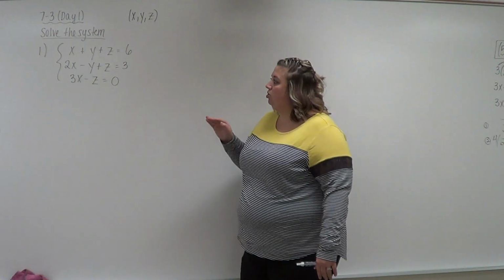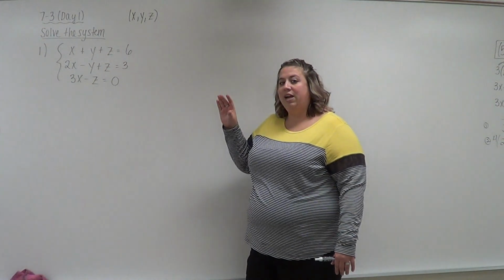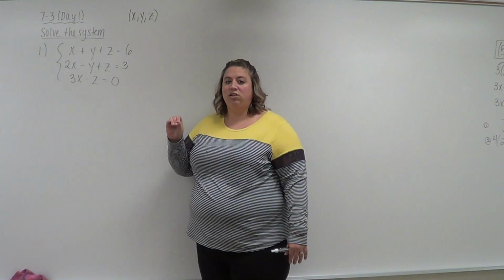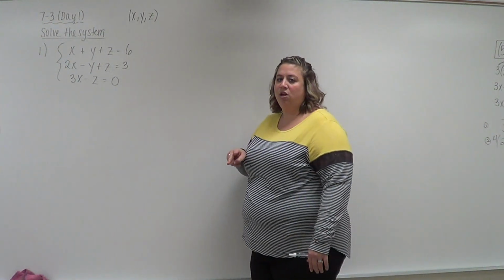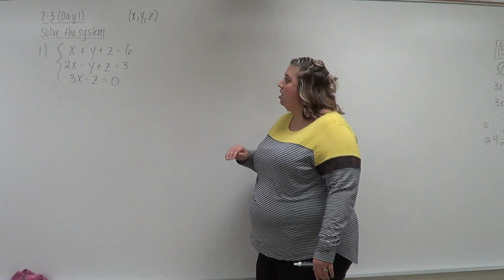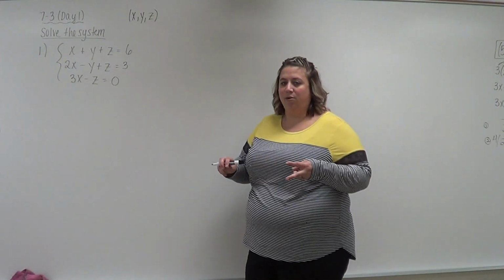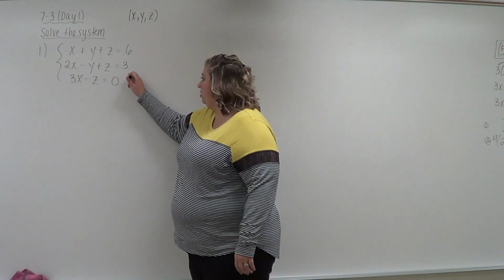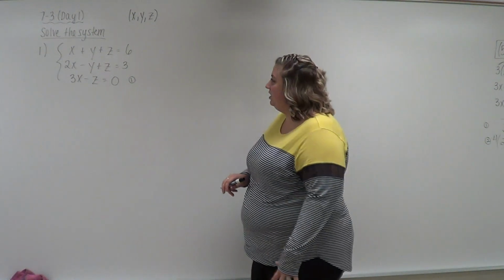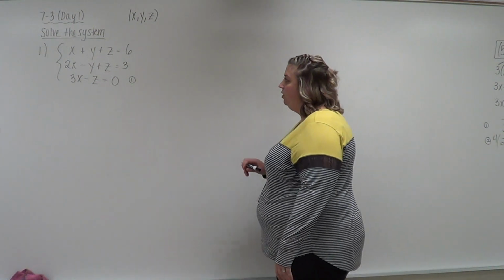So your first goal when you're solving this is you want to break it down to what you know how to solve, which is two equations with two variables. So that's your first step. When I look at the original, I like to see, do I have any of those equations that just have two variables? So I have this one. I like to number them so I know what I'm going to.